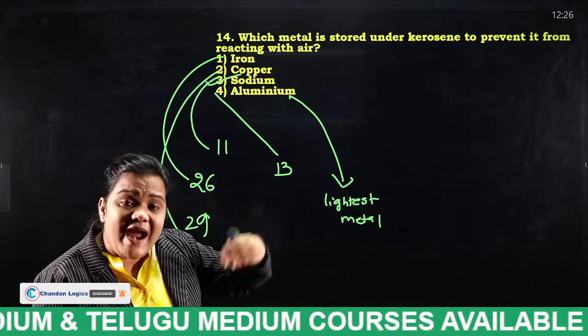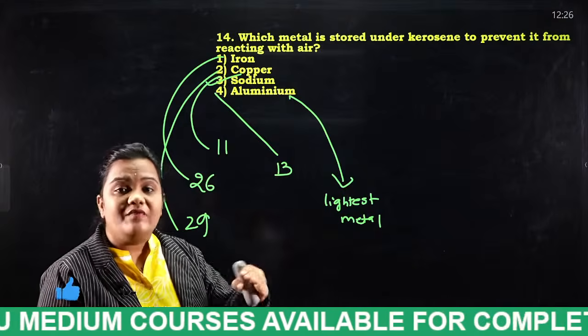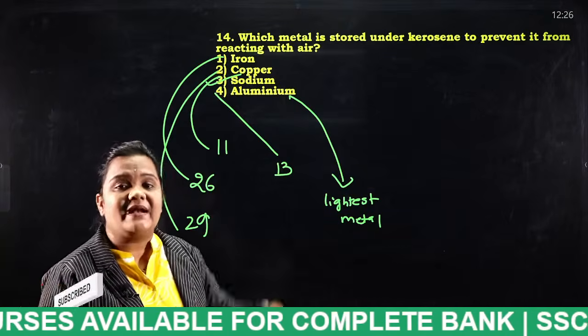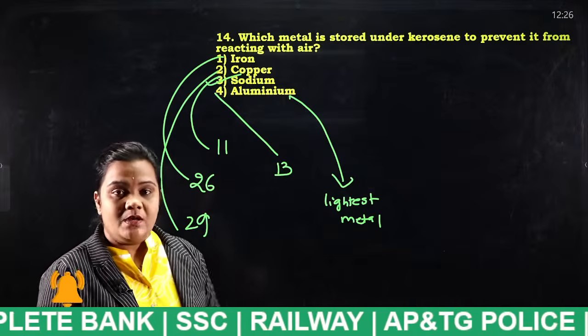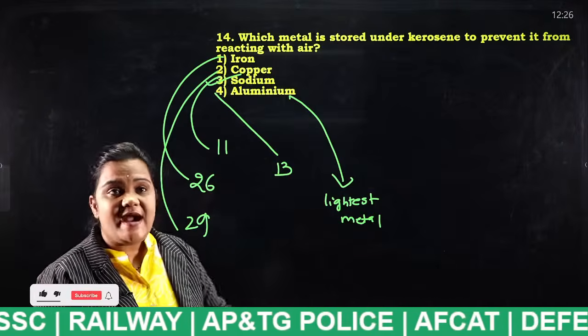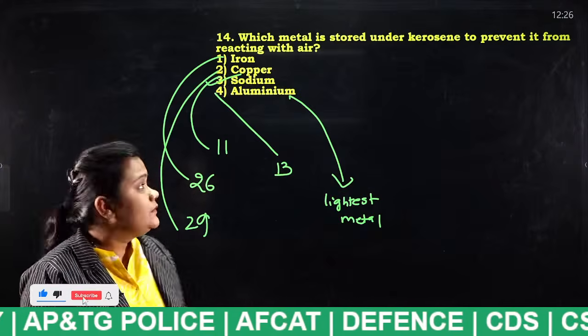Can we extract aluminium directly? No, we cannot extract aluminium directly. There exists an aluminium ore, bauxite. From this bauxite we extract aluminium.